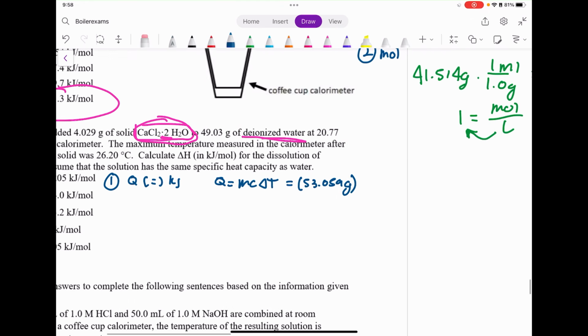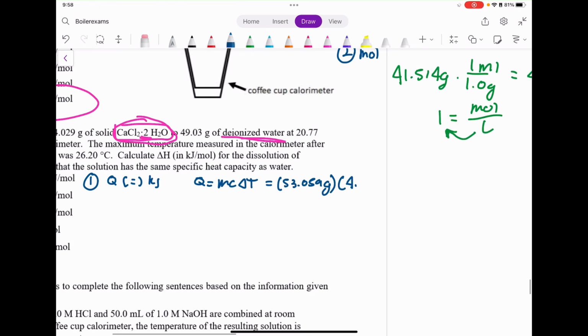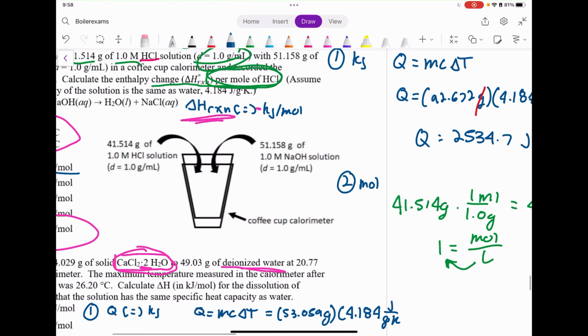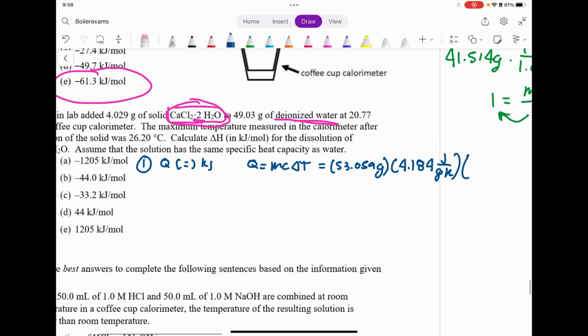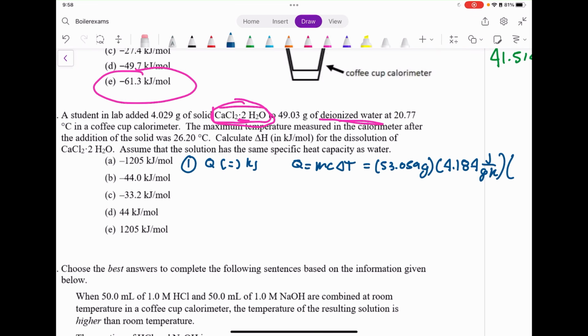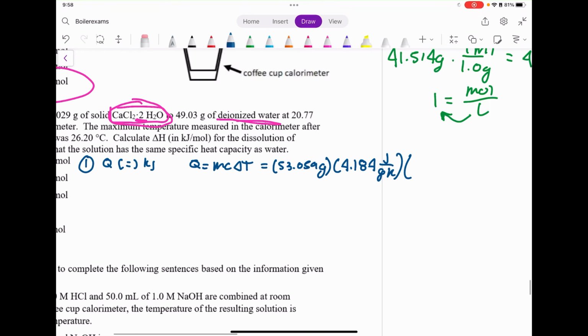It's grams. They tell us to use the same specific heat as water, 4.184 joules per gram per degree Kelvin. If you don't know that, it's also in the top problem. Times delta T. And our delta T is 26.2, our final temperature, minus our initial temperature, which is 20.77. 5.43 degrees Celsius / Kelvin. Since it's a change, it doesn't matter.